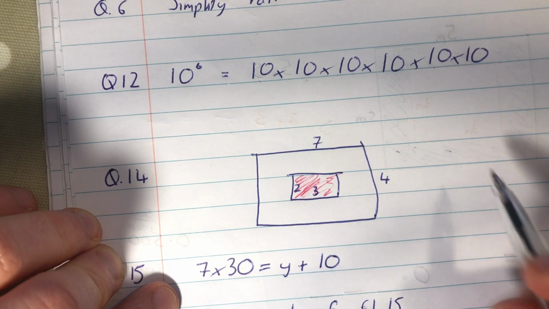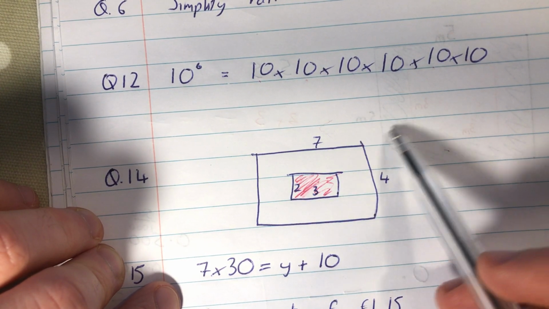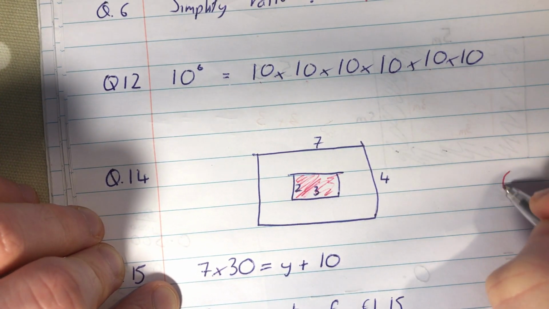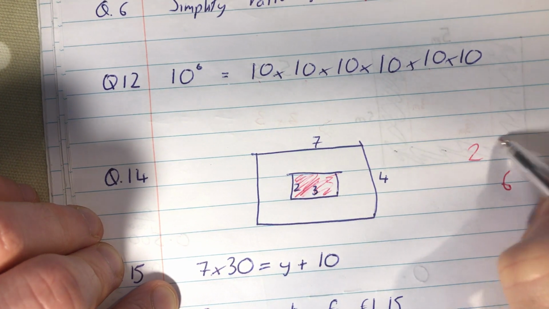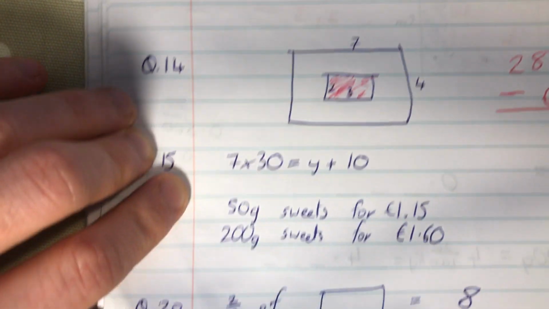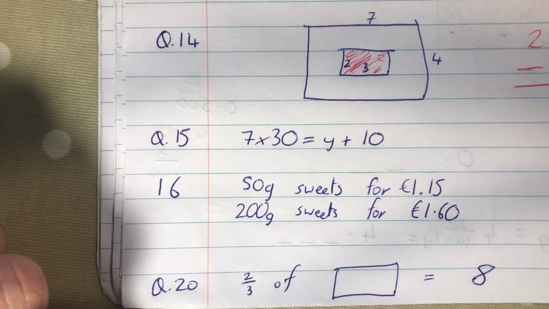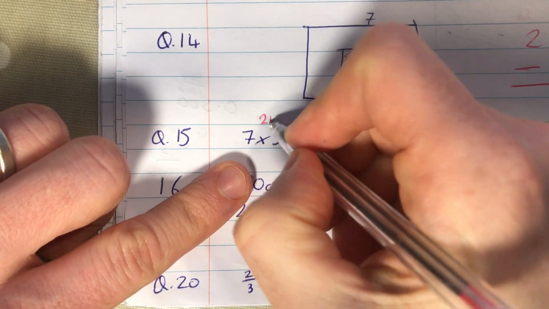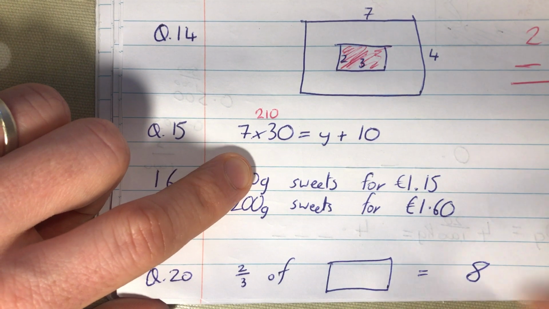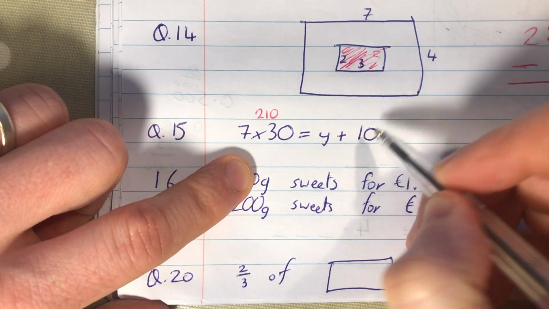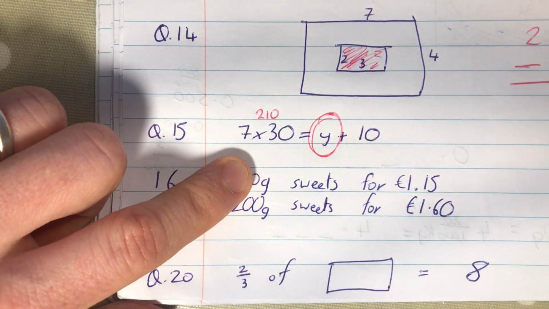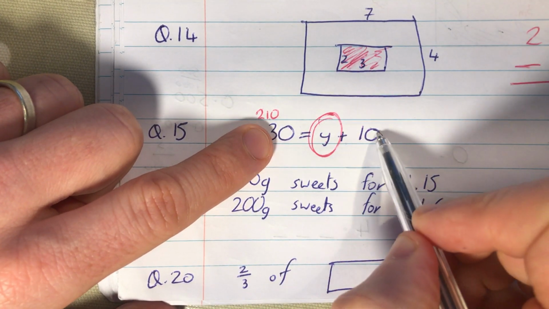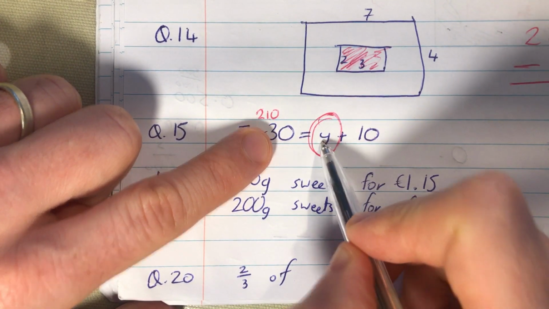Question 14, like the other day as well, they want to know the difference between the large rectangle and small rectangle. Small rectangle in here is going to be 3 by 2 is 6. Big rectangle 7 by 4 is 28. What's the difference? Okay, question 15. 70 times 3 is equal to y plus 10. So 70 times 3 is 210. So something plus 10 is equal to 210. So what's y going to be? This side needs to get up to 210. We have 10 there. What's that going to be?